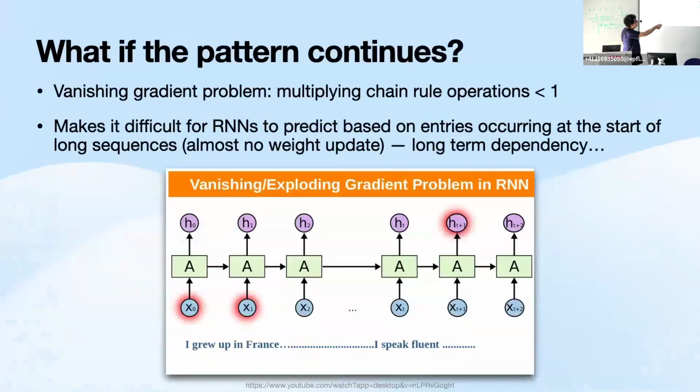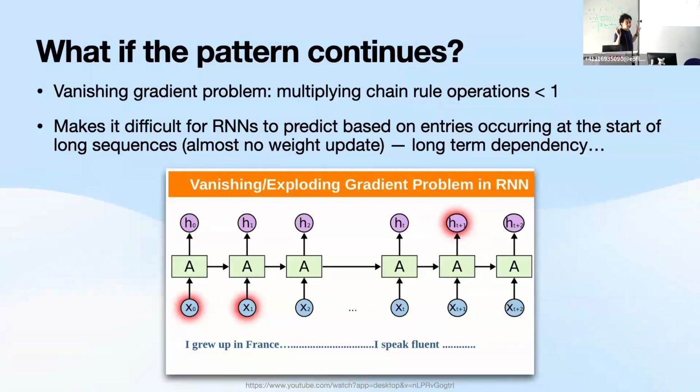However, a lot of these multiplications are values less than 1. And if they are multiplied together, basically the whole gradient that we get from the backpropagation process would be close to 0. It won't cause any update in our weights because we update our weights based on the value of the gradient, right? So if the gradient is close to 0, nothing is updated in backpropagation, and the model can't learn properly. Because if you don't do updating in backpropagation, how are you going to change the weights? And it makes it difficult for an RNN to predict based on entries occurring at the start of long sequences, because there is no weight update for them.